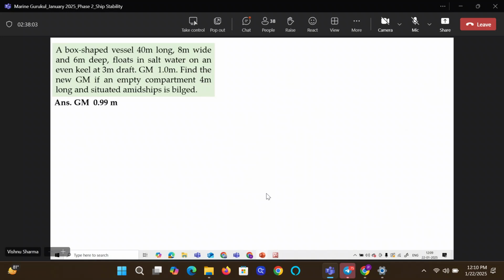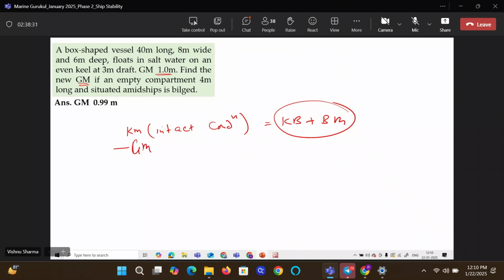Guys, this question also you do. In this question, instead of giving the kg, he's given you gm in the intact condition. So what you'll have to do, you will have to calculate the km in the intact condition. You know how to calculate km, which will be equal to kb plus bm in the intact condition. Am I right, guys? Yes. From this, you will subtract the gm, and then that will give you the kg of the ship. And then you'll solve the question for Bilging.